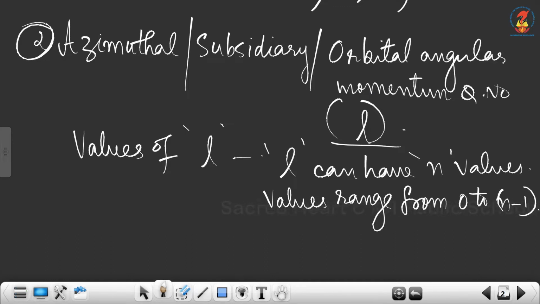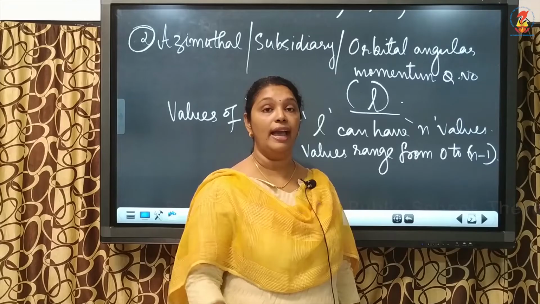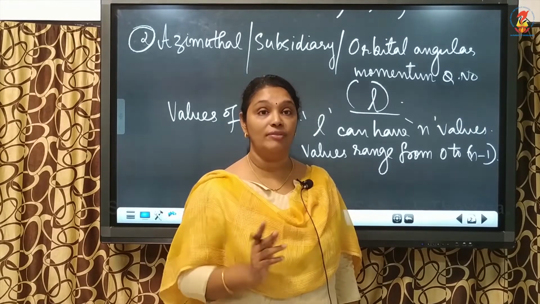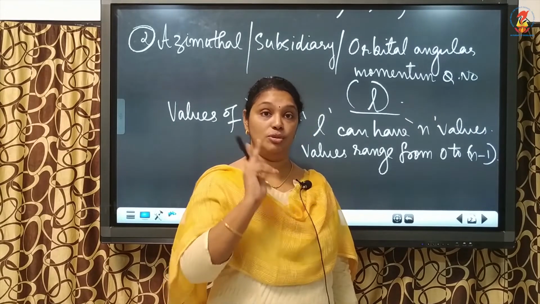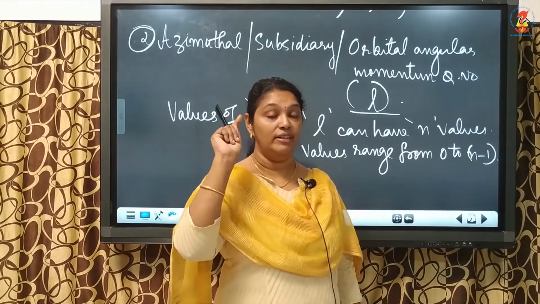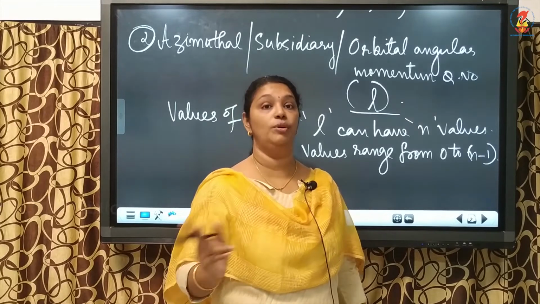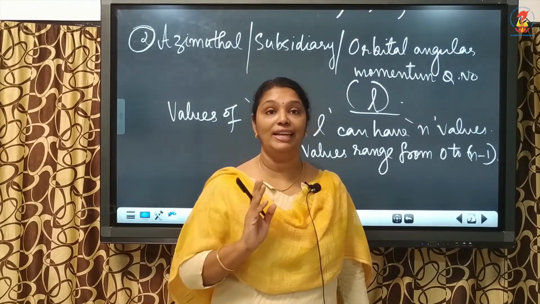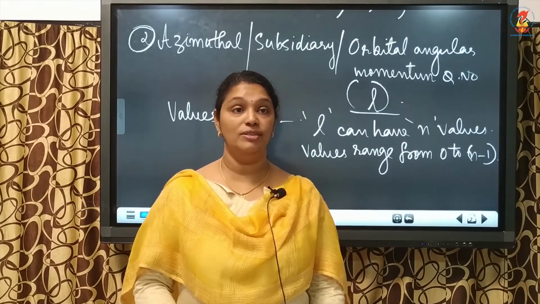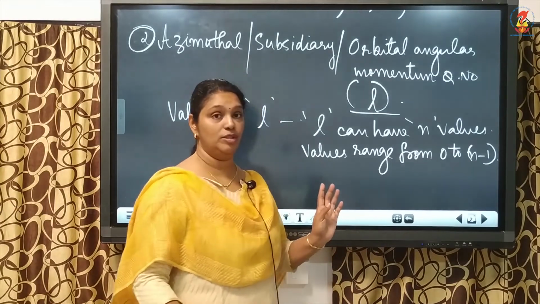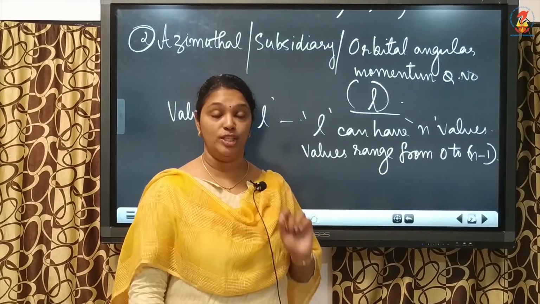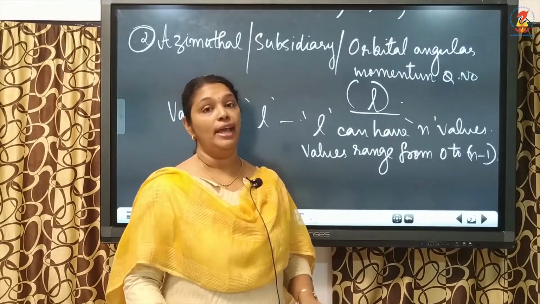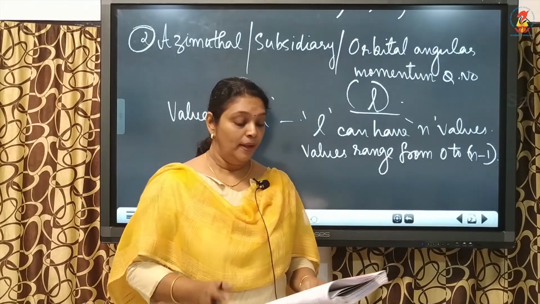So, if n is equal to 1, l can have one value, and what is that one value? It ranges from 0 to n minus 1. So, n is 1, 1 minus 1 is 0. So, only one value, and that value of l is equal to 0. See, these are the values of l. So, for a given value of n, l can have n values ranging from 0 to n minus 1.